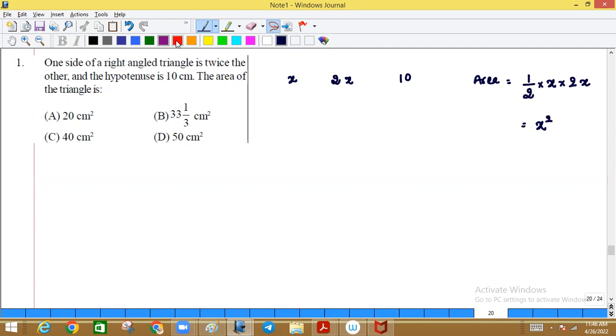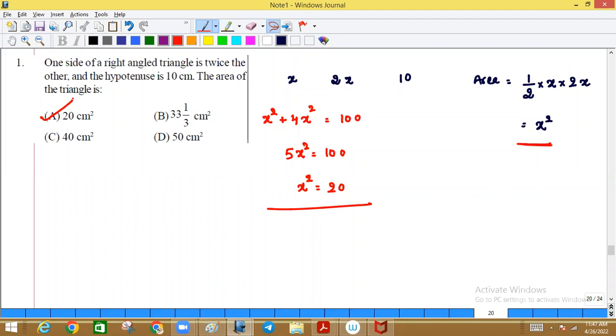Area is x square. x square plus 4x square is equal to 100. 5x square is equal to 100. x square is equal to 20. So that's what he's asking. Area is equal to how much? 20 centimeter square.